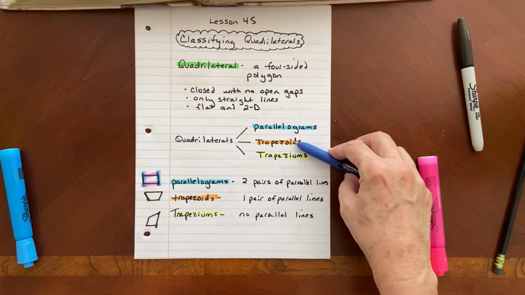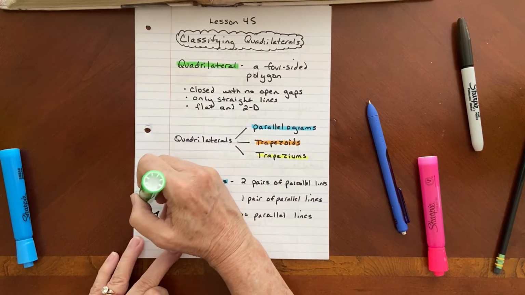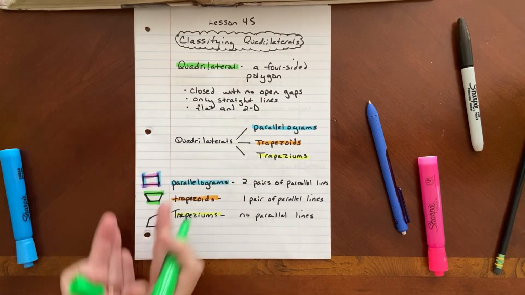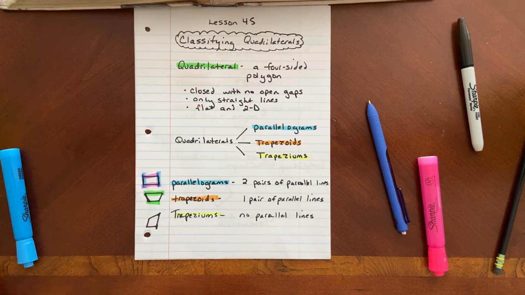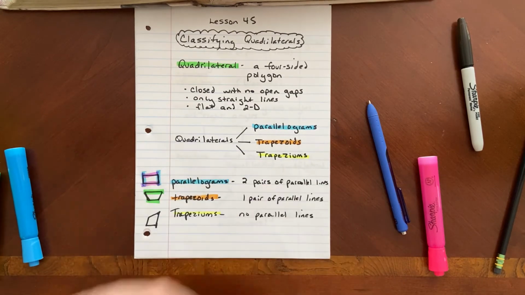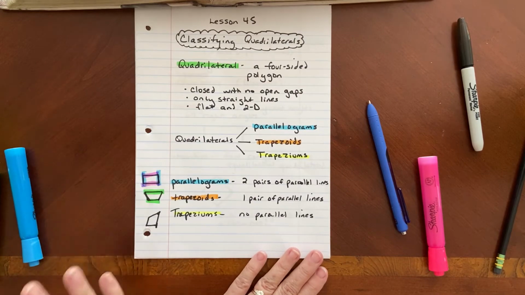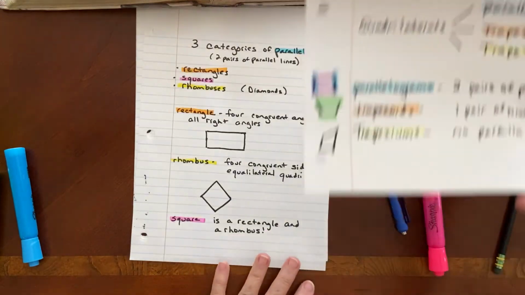You can have trapezoids. So a trapezoid has one pair of parallel lines. Those are going to run into each other pretty soon, aren't they? And then a trapezium has no parallel lines. So those are all quadrilaterals. So they all have four sides. They're all a polygon. Okay.